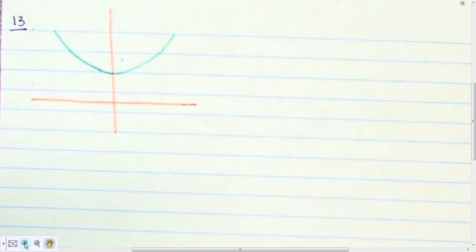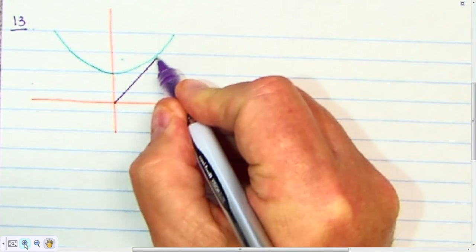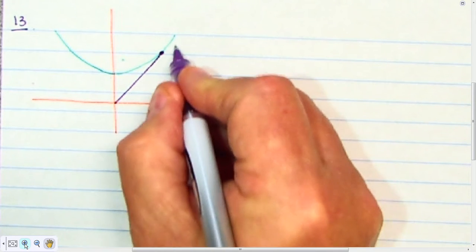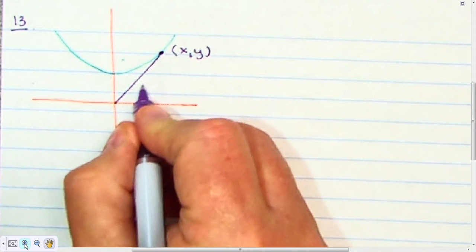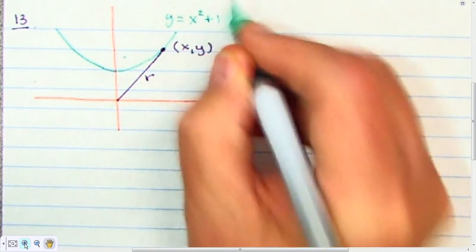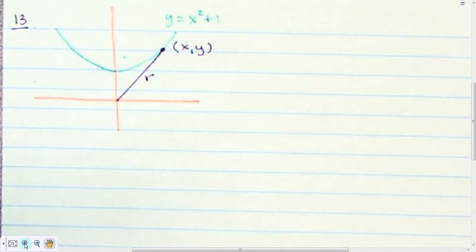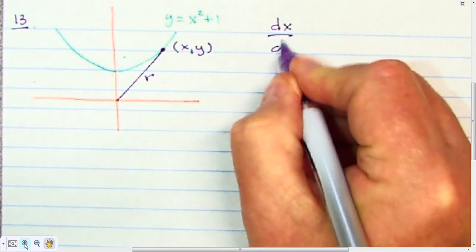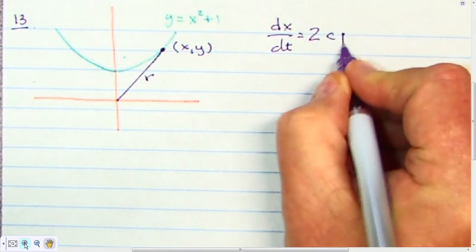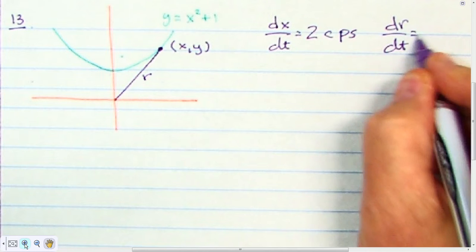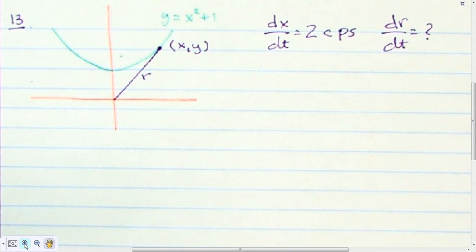And we want the distance from the origin to any point on the function. Now, I don't know what the point on the function is, so I'm going to call it (x, y). And we'll call that distance r. And we know that the function is y equals x squared plus 1. We also know that the x coordinate is changing at the rate of dx/dt equal to 2 centimeters per second. We want to find dr/dt, how fast the distance from the origin is changing.